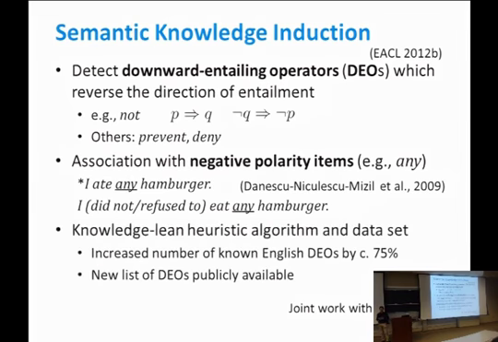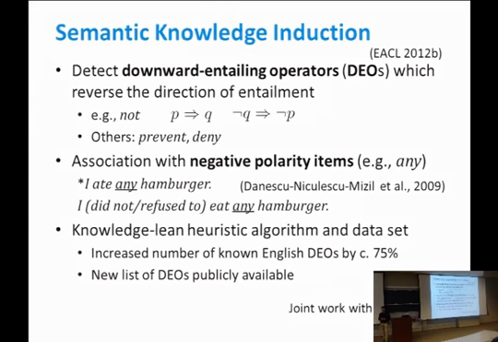My work here has been on devising a novel, knowledge lean method, using this association, which is able to better learn and discover DEOs from text. Our method is able to increase the number of known DEOs in English by about 75%. And this list of DEOs is also available on the website.